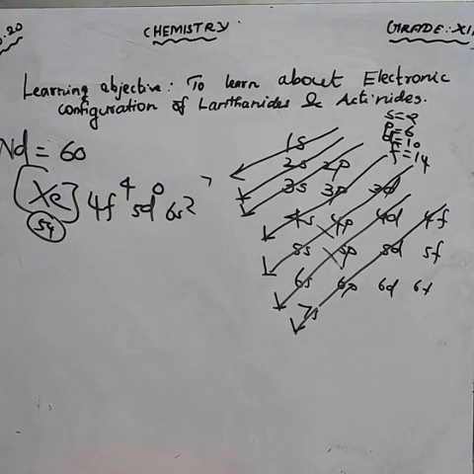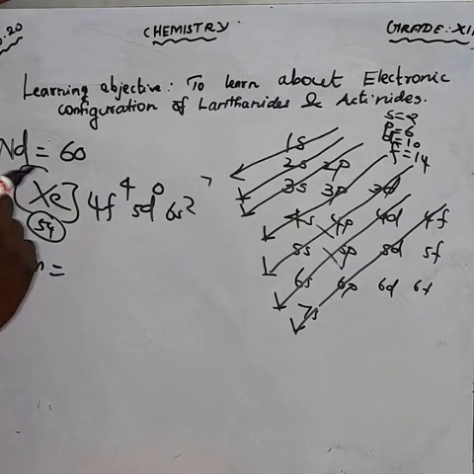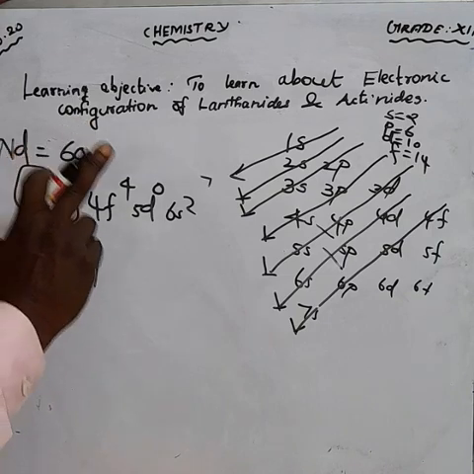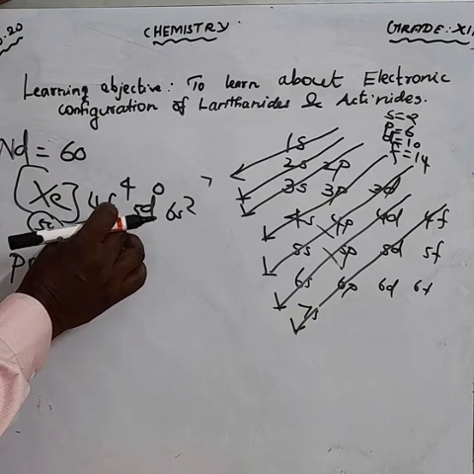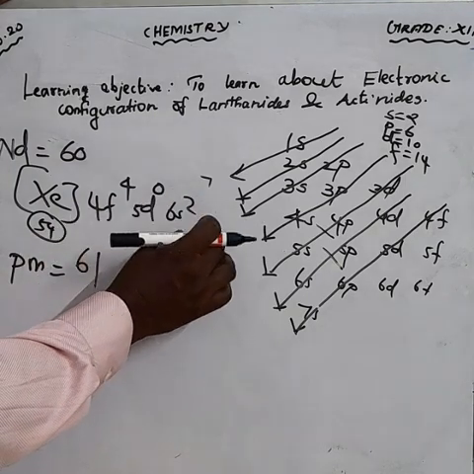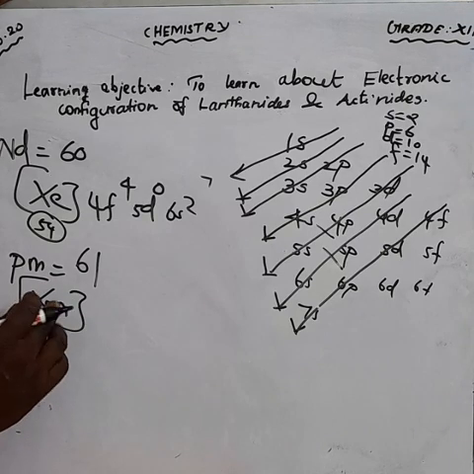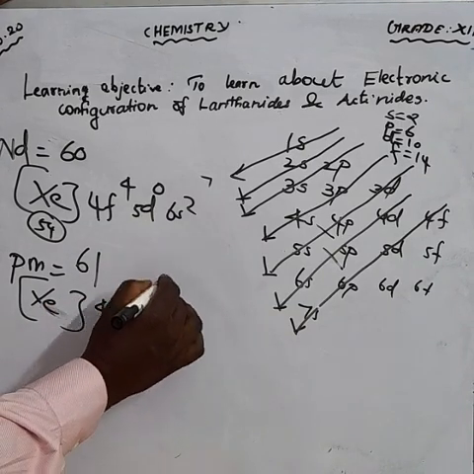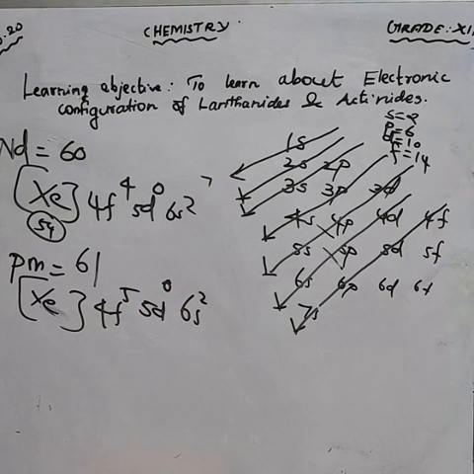Next we write Pm, promethium. The atomic number of promethium is 61. We start with 4f5, 5d0, 6s2. Xenon, Xe, 4f5, 5d0, 6s2. Like that you should write all the electronic configurations.